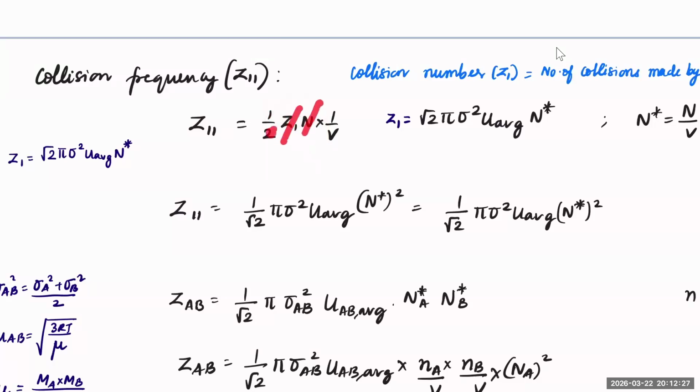So Z1 n by 2 is the total number of collisions happening per unit time. But collision frequency, by definition, is the number of collisions per unit time per unit volume also. That's why it is divided again by volume. So there is that small difference between these two. One is only per unit time. Collision frequency is per unit time and unit volume also. Hence Z1 n by 2 divided by V gives you collision frequency.